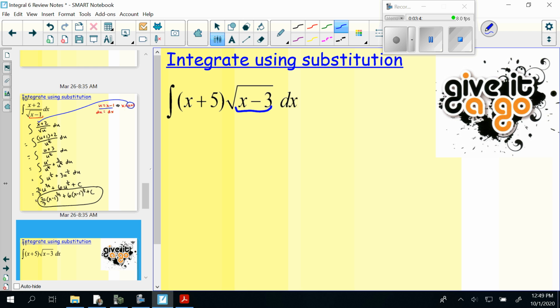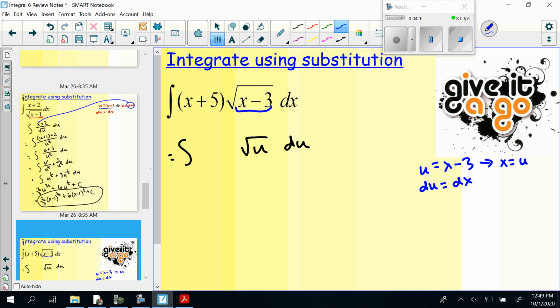You should have picked u to be this because that's what's inside the other function. The derivative on this one, again, is pretty simple here. But like the last problem, we are going to have to manipulate this one. So this becomes square root of u, this becomes du. We have to substitute something in for that extra x though. If we play around with this equation and add 3 to the other side, it looks like x is going to be equal to u plus 3. So that's what we need to put in place of that x right here.